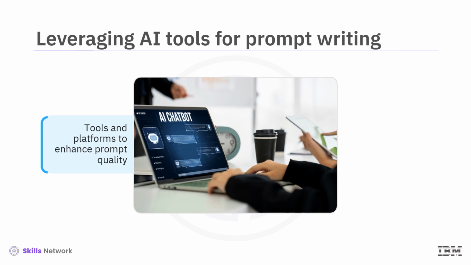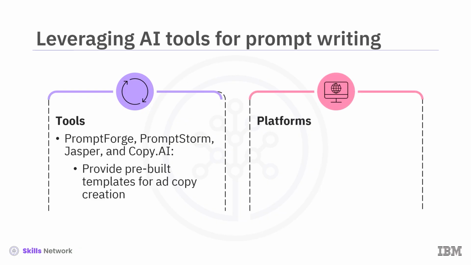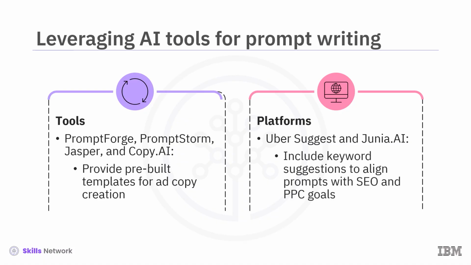Several tools and platforms can be integrated with your primary generative AI tool to enhance prompt quality. For example, ChatGPT offers various plugins, such as the code interpreter and web browsing, to streamline and improve the prompt writing process. Some of the tools, such as PromptForge, PromptStorm, Jasper, and Copy.ai, provide pre-built templates which you can explore to create the ad copies. Furthermore, some platforms such as Ubersuggest and Junia.ai include keyword suggestions to align prompts with search engine optimization, or SEO, and pay-per-click or PPC goals.